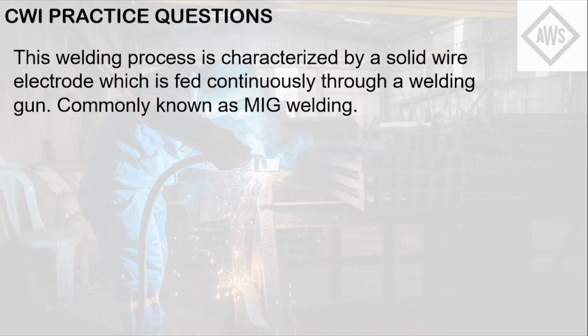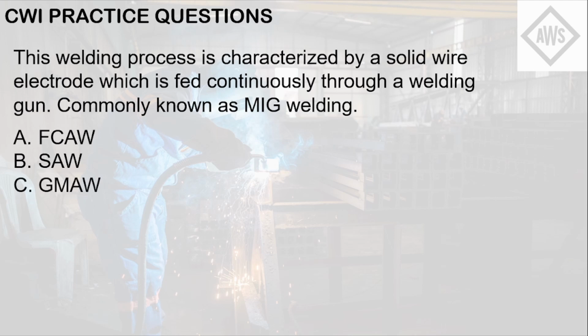This welding process is characterized by solid wire electrode which is fed continuously through a welding gun, commonly known as MIG welding. Letter A, FCAW. Letter B, SAW. Letter C, GMAW. Letter D, GTAW. So FCAW is characterized by a tubular electrode, so definitely that's not the answer. SAW is the submerged arc welding, which is an automatic welding process.